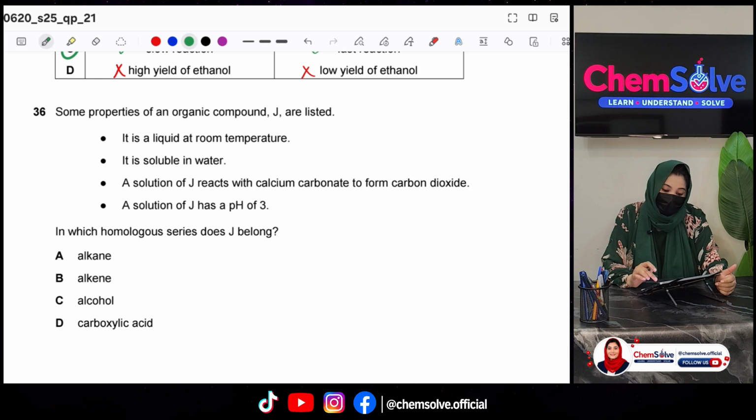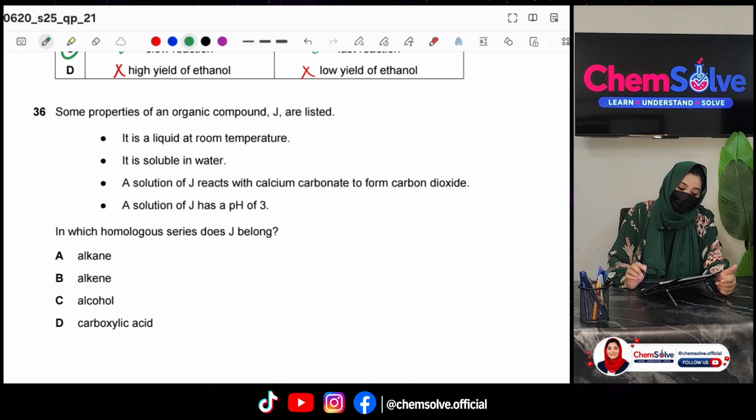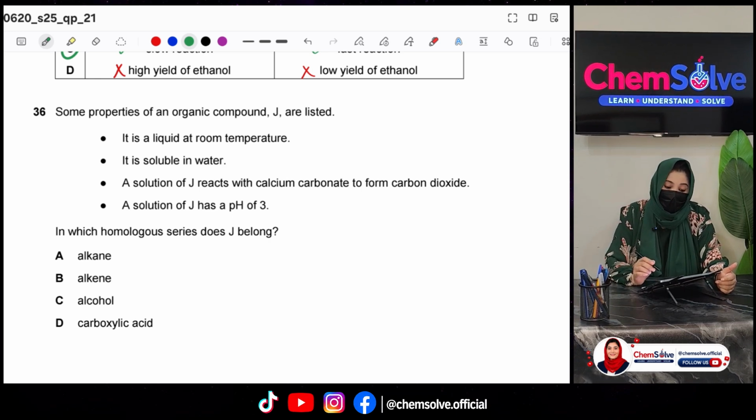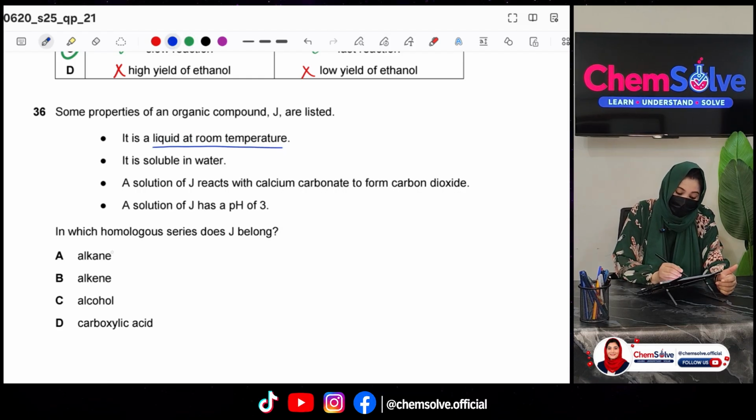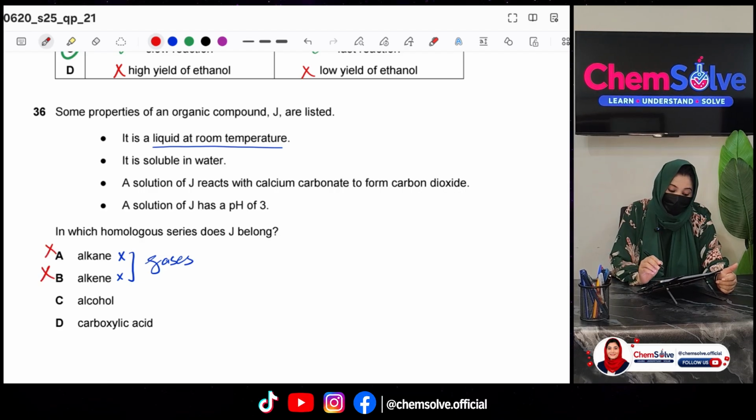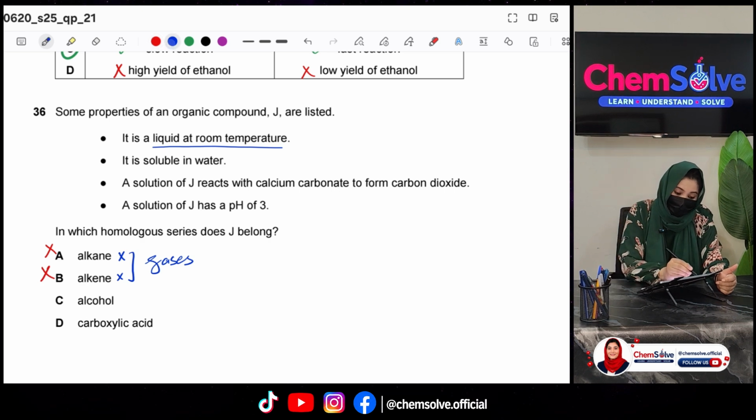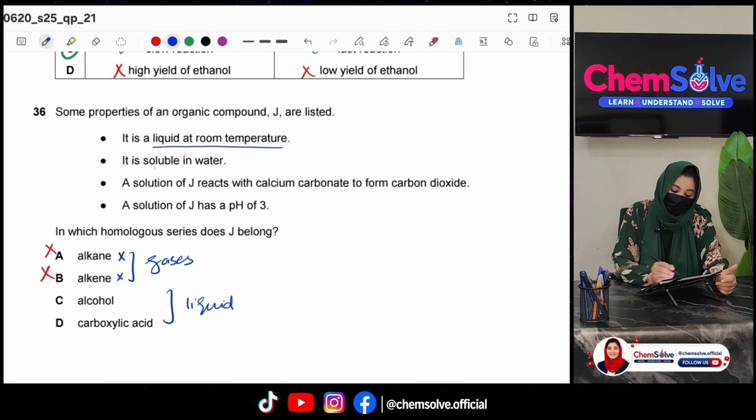Now move towards question number 36. Some properties of the organic compound J are listed. So it's a liquid at room temperature. The first property says it's a liquid at room temperature, so it couldn't be an alkane or an alkene, because both of them are gases. That's why A and B are not our options. We have to choose between alcohol and carboxylic acid, because both are liquid.